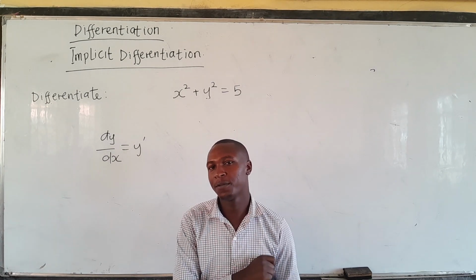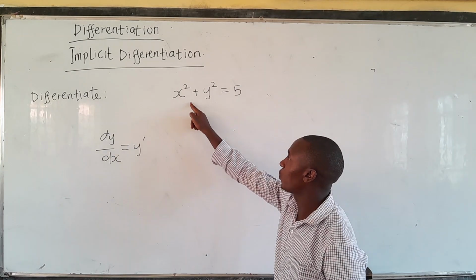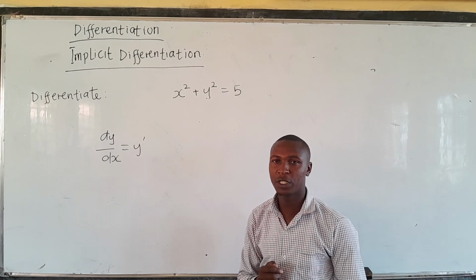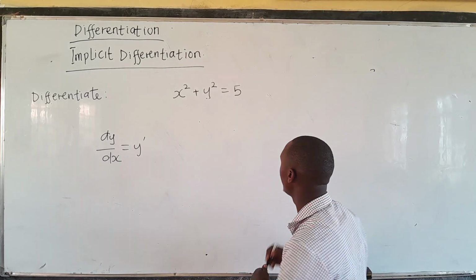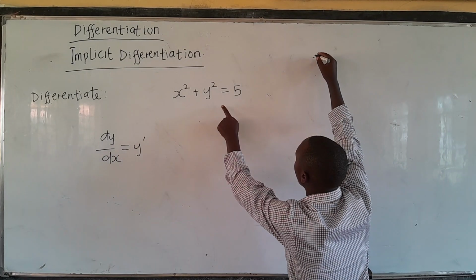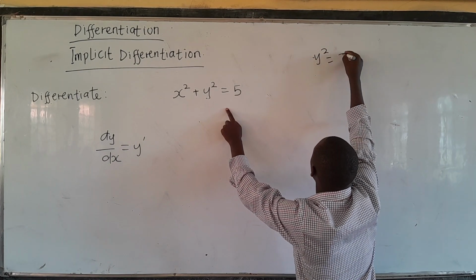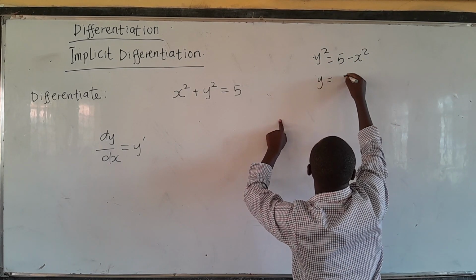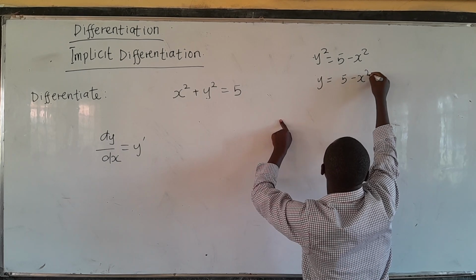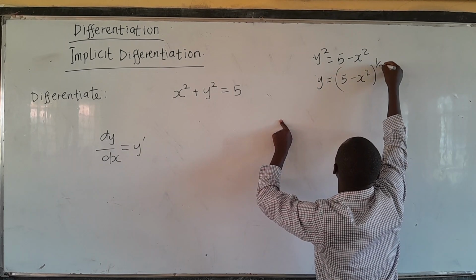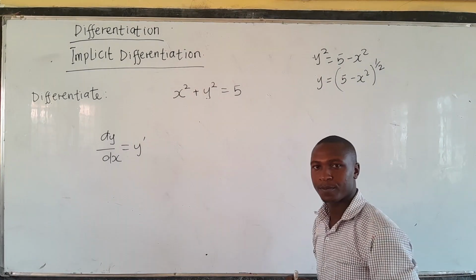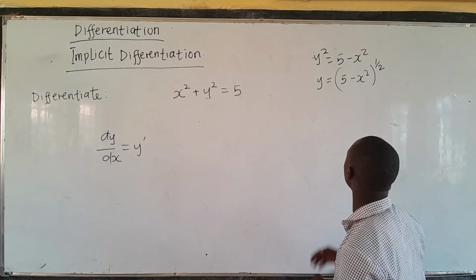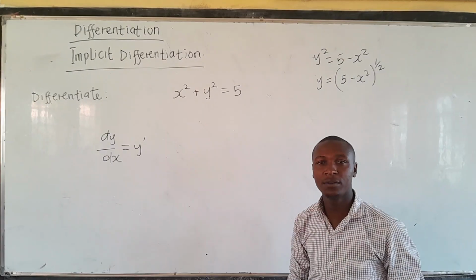So if you look at our function here, x squared plus y squared equals 5. If you try to write that function in terms of y, of course it is possible. If you have y squared equals 5 minus x squared, then the value of y is going to be (5 minus x squared) to the power of half. So clearly, you would be able to find its derivative using the chain rule.